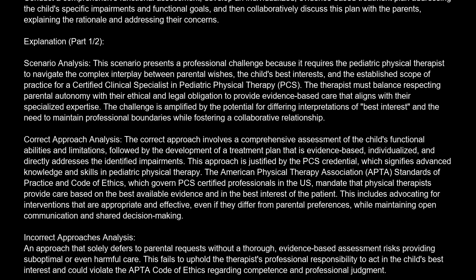This includes advocating for interventions that are appropriate and effective, even if they differ from parental preferences, while maintaining open communication and shared decision-making. Incorrect approach analysis. An approach that solely defers to parental requests without a thorough, evidence-based assessment risks providing suboptimal or even harmful care. This fails to uphold the therapist's professional responsibility to act in the child's best interest and could violate the APTA code of ethics regarding competence and professional judgment.